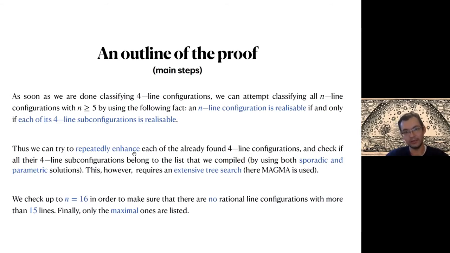And this can be done by tree search, but this tree search happens to be quite extensive, especially when line configurations start growing. So here magma is used instead of sage math, because it basically allows for the same capability and it's faster. Somehow it's faster. Regretfully, it's not open source and it requires a license. So we check up to n equals 16 lines in order to make sure we have no rational line configurations with more than 15 lines, apart from the perpendicular one. And at the end, we list only the maximal ones.